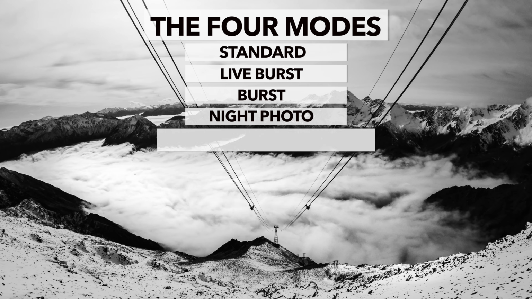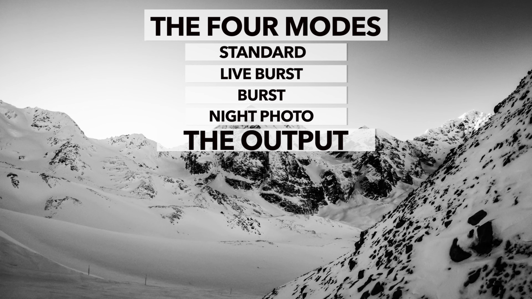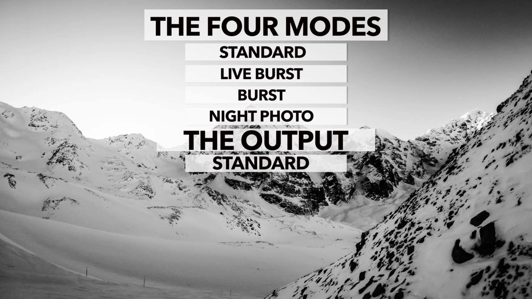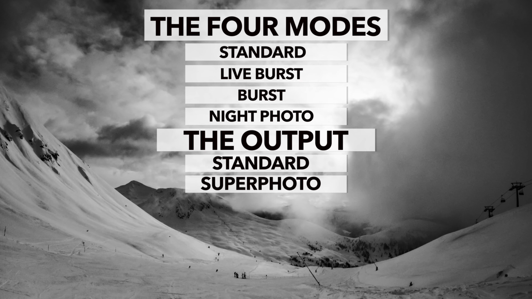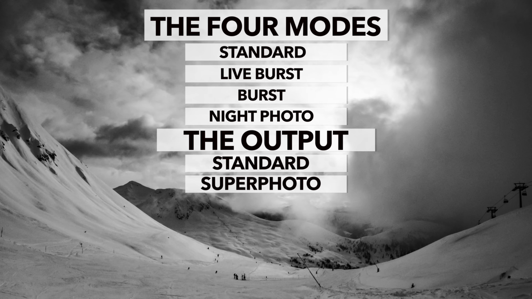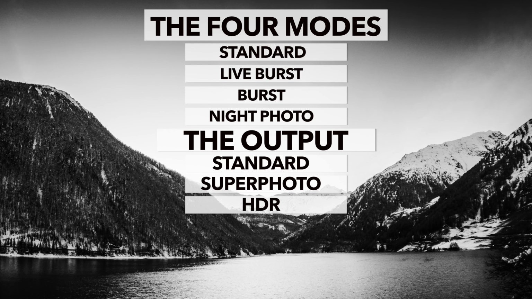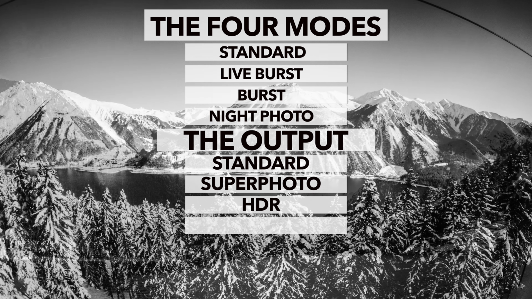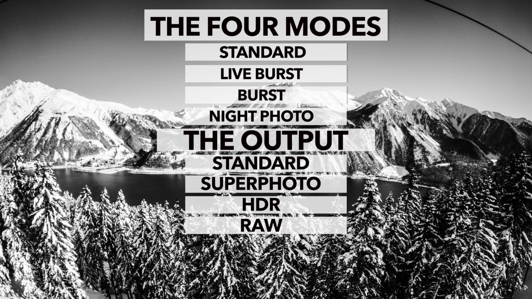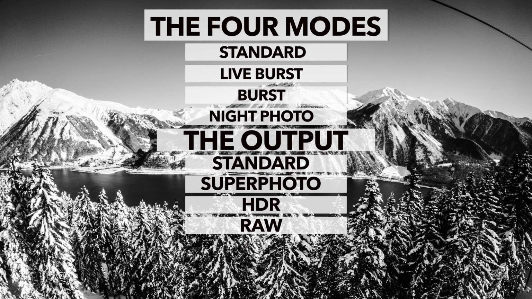Apart from the modes, probably the most important setting relates to the output. With standard, your camera takes a photo without any special processing. If you select Superphoto, the camera automatically processes your photo. If you select HDR, several photos with different exposures are overlaid. This improves the dynamic range. In RAW mode, a RAW file is created, which is particularly suitable for post-processing.